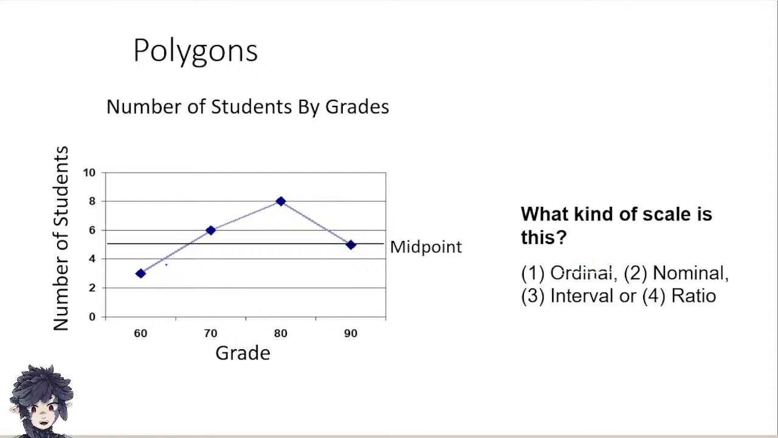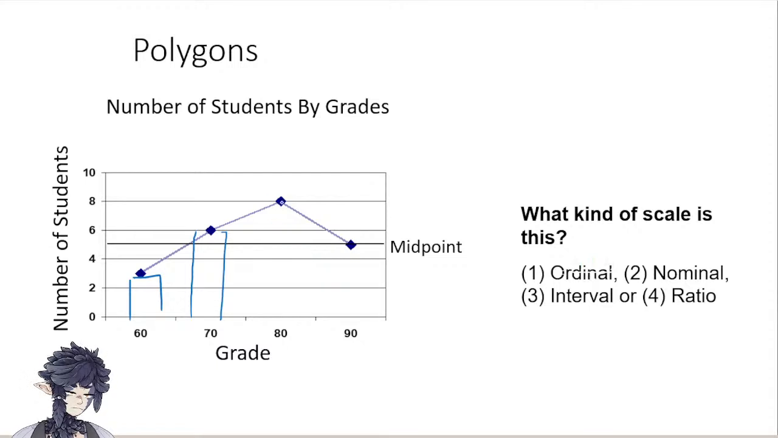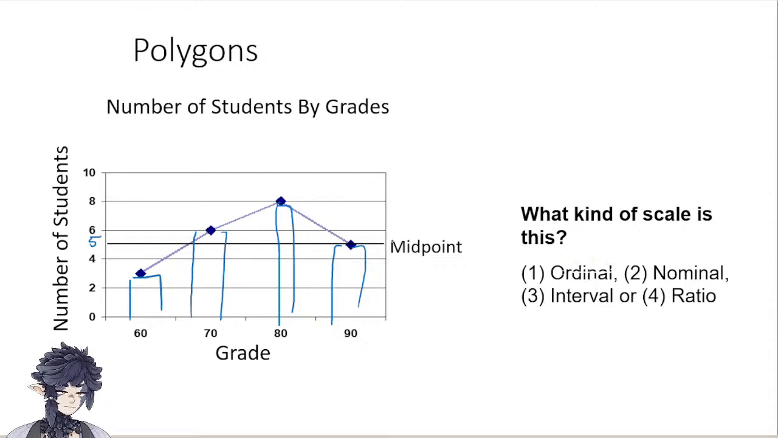We could represent this with a bar chart. We could draw bars here and say, oh, there were 3 people who got a 60. There were 6, and I can tell this by looking at the point and going back to the y-axis, 6 people got a 70. 8 people got an 80. And about 5 people got a 90. So it's between 4 and 6. 5 people got a 90 or so. We could display it as a bar chart.